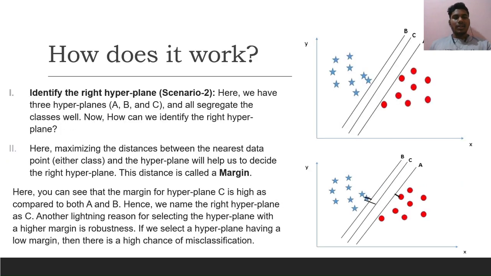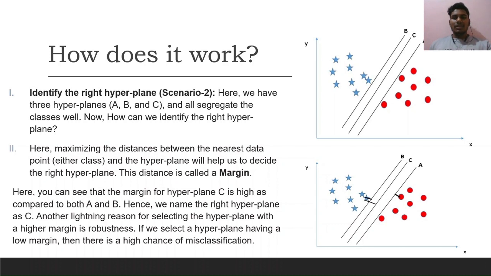Identify the right hyperplane, scenario 2. Here we have three hyperplanes A, B, C and all segregate the classes well. Now we can identify the right hyperplane. Here maximizing the distance between the nearest data points of the classes and the hyperplane will help us to decide the right hyperplane. The distance is called the margin.